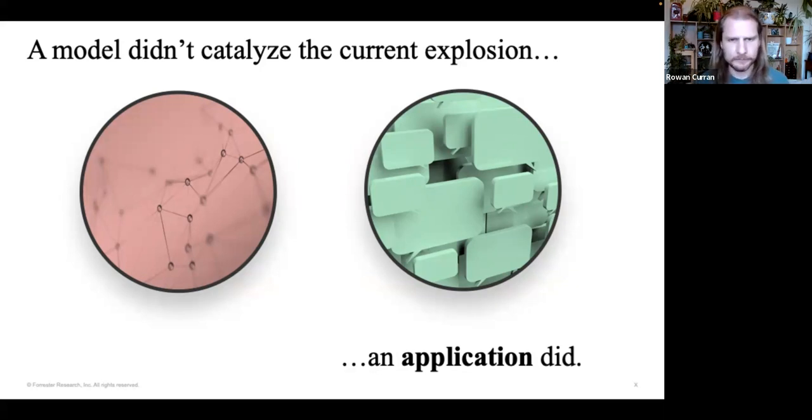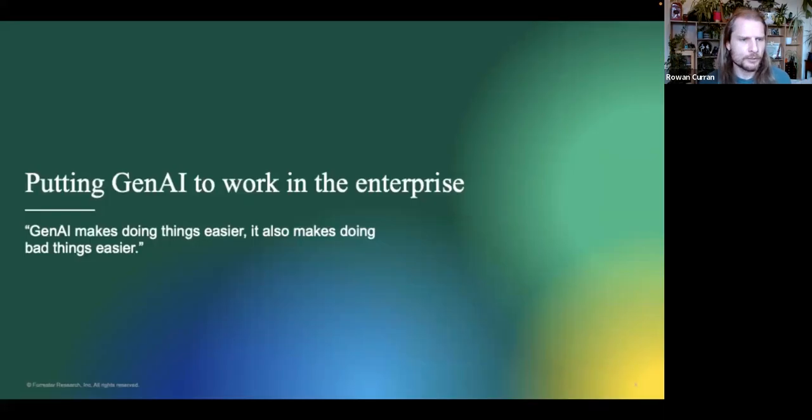Now, when we're looking at putting generative AI to work in the enterprise, it's important to remember that, as I was saying before, it doesn't automate things completely today. It helps make a lot of things easier. But along with making a lot of things easier, it can make doing bad things easier as well. So when we're thinking about generative AI in an enterprise context, there are some things that we need to keep in mind. But before we get to those risk reduction measures and managing some of the approaches, let's talk about what people are actually doing with generative AI in the enterprise today.